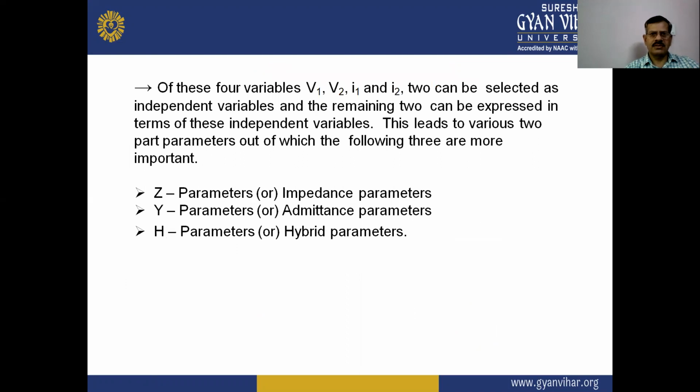Of these variables V1, V2, I1 and I2, two can be selected as independent variables and the remaining two can be expressed in terms of these independent variables. These lead to various two-port parameters, out of which the following three are more important: Z parameters or impedance parameters, Y parameters or admittance parameters, H parameters or hybrid parameters. So these are the three types of parameters, Z, Y and H.